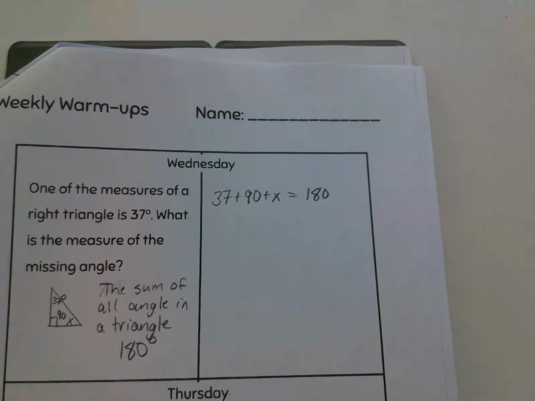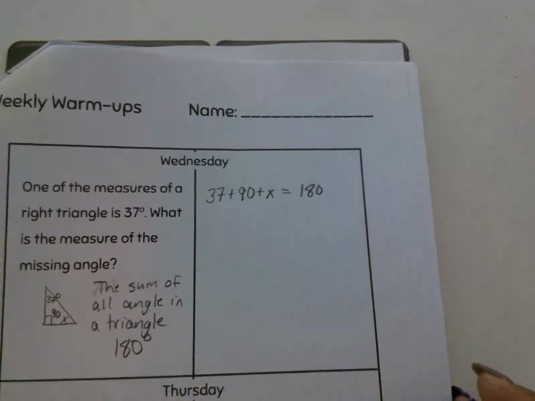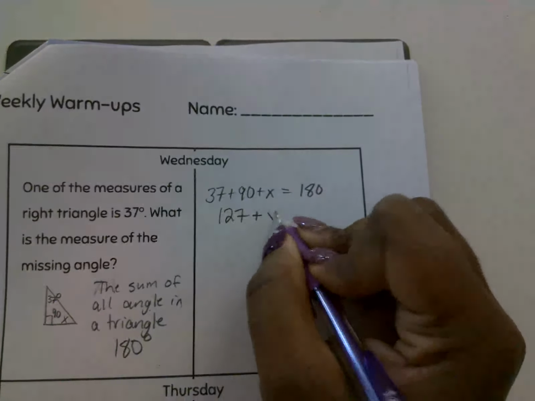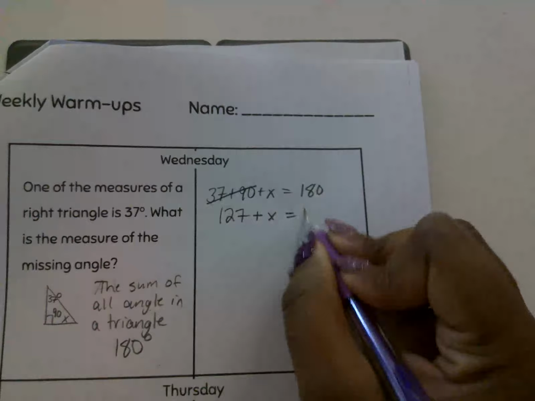Please use your calculator. We have 37. I'm going to ask somebody, so please add. We got 37 plus 90. What is 37 plus 90, Hannah? Very good. We got 127. Bring down the plus x equals 180.